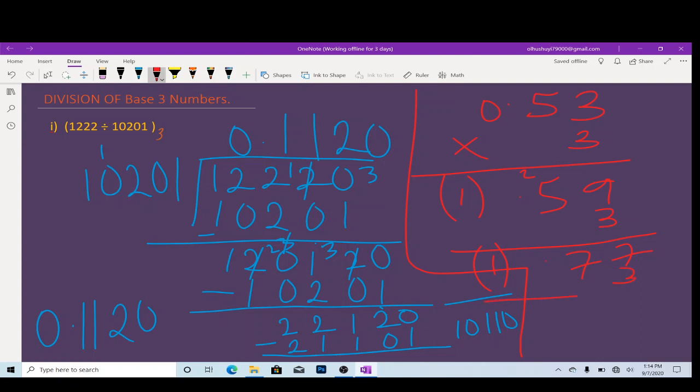Times 3 again. 3 times this is what? 21. Keep 2. 3 times this, 21 plus this, 23. Keep 2. Take that 2 as remainder straight up. Then times 3 again. 3 times 1, 3. 3 times 3, 9. Any remainder? No remainder. So you have 0 remainder. Look at it down. You have 0.1120, just like exactly what we have here.